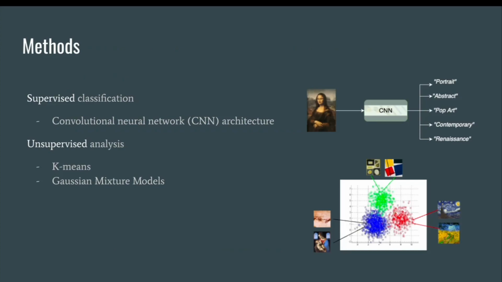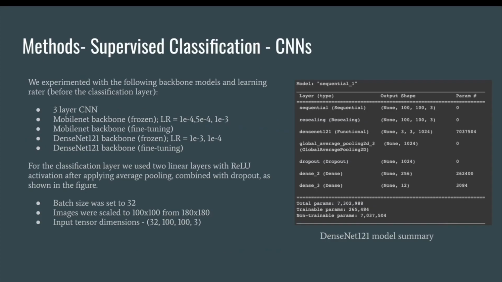We employ both supervised and unsupervised methods. For supervised classification, we use a CNN architecture. For unsupervised analysis of similarity and artistic trends, we leverage clustering algorithms: K-means, which is a hard clustering method, and Gaussian mixture models, which is a soft clustering method. Starting with supervised classification using CNNs.